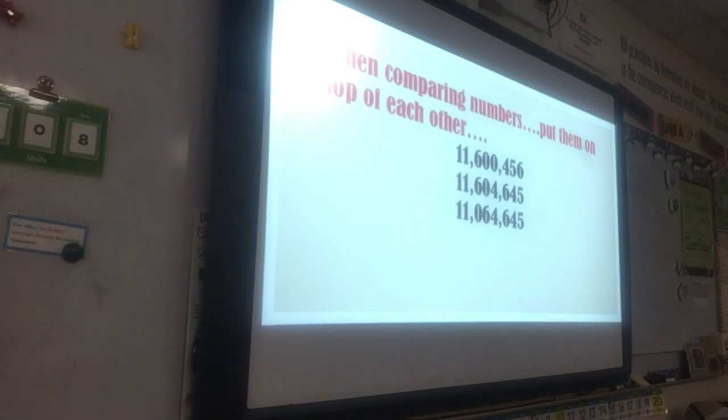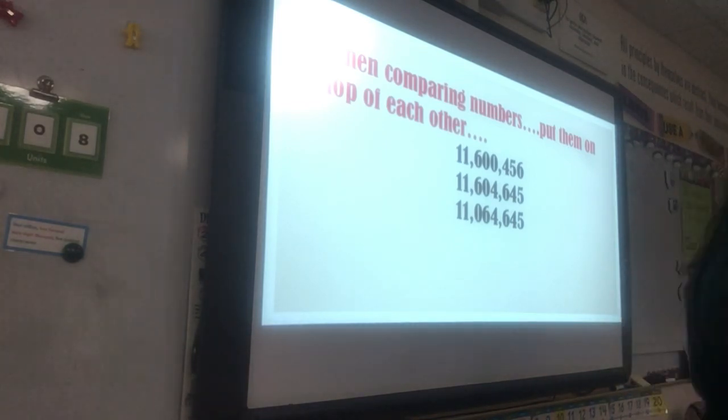Hold on. Label these 1, 2, 3. So label this number 1, this number 2, and this number 3. And then you can just tell me like 3, 2, 1, 1, 2, 3, or whatever. So that way you don't have to read out those numbers. So what would the least to greatest be?